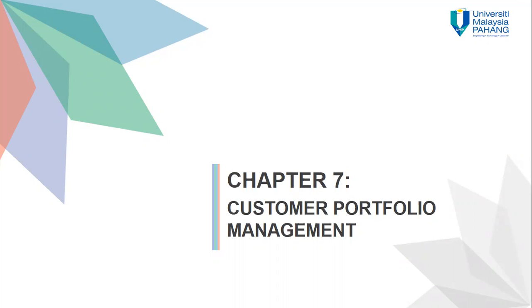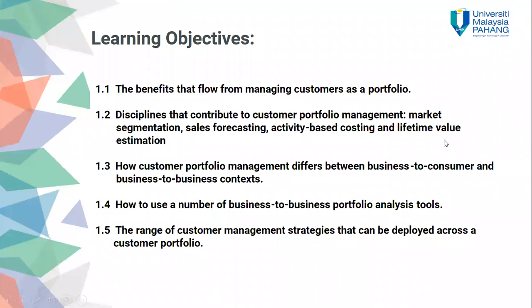So today we're going to learn another new chapter, which is chapter 7, customer portfolio management. So what is customer portfolio management? Basically, you are clustering your customers according to the segmentation, and then maybe you are also looking at future sales forecasting of your customers, and some of the activity based costing that has some impact in terms of lifetime value estimation.